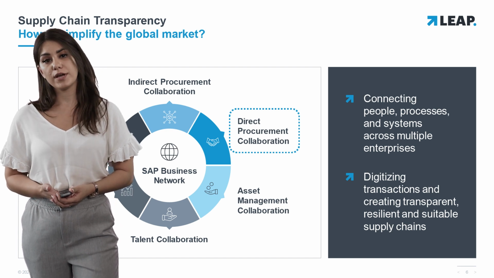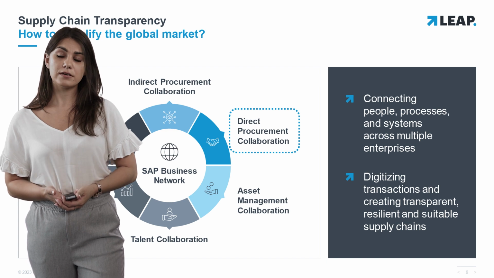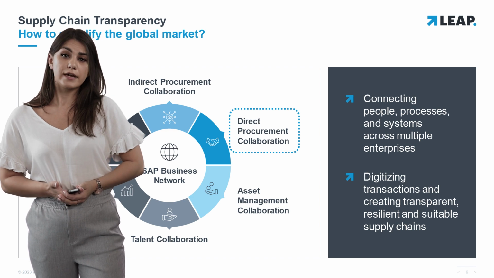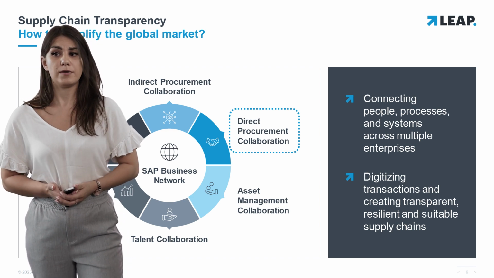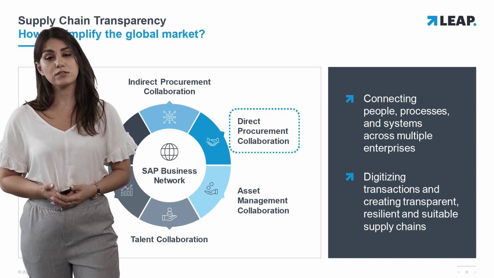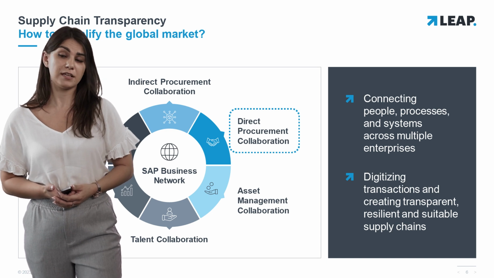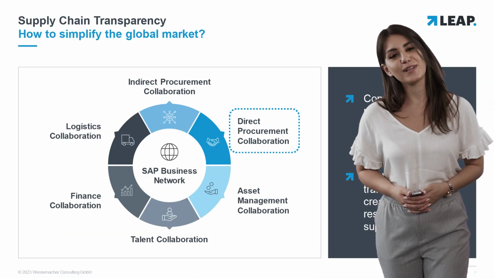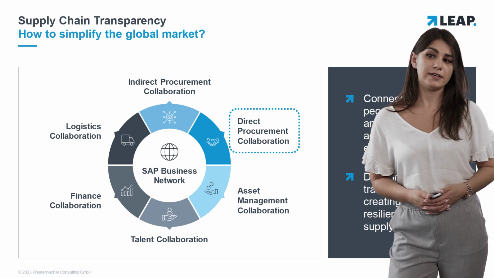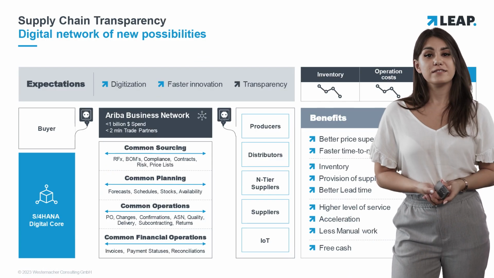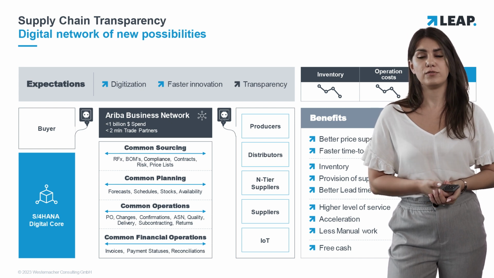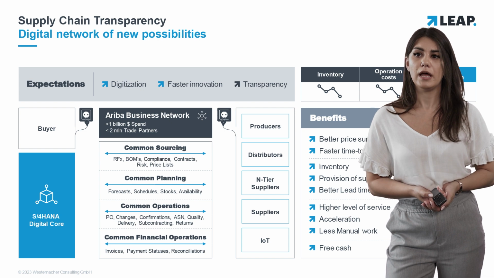It's like connecting processes, people, systems across multiple enterprises, and digitizing transactions, creating a transparent, resilient supply chain. It includes collaboration on the following levels: direct and indirect procurement, logistics, talent, finance, and asset management. And the question is, what is expected from this kind of solution? How can we achieve those goals that we mentioned before?